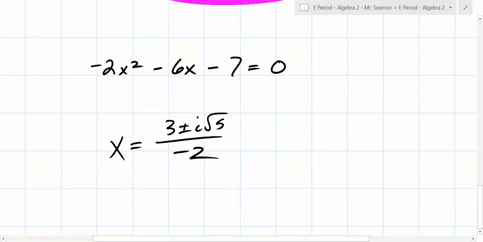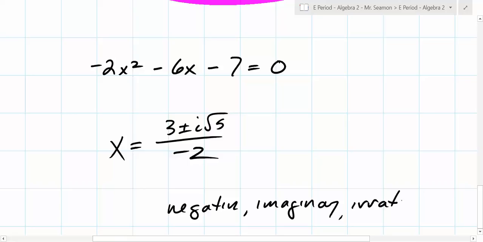So this right here is a negative imaginary irrational number. That's good. You like that? That's a good answer. Good answer.